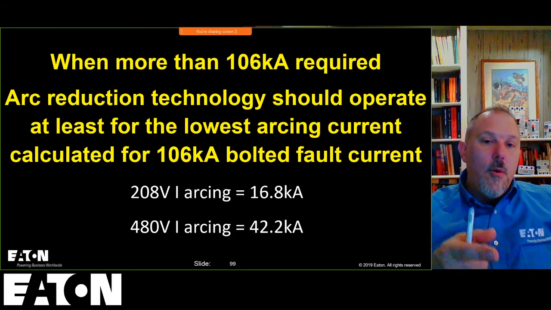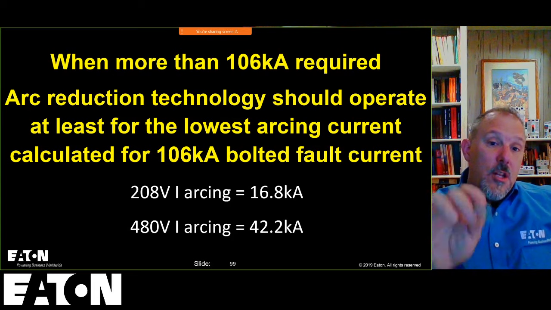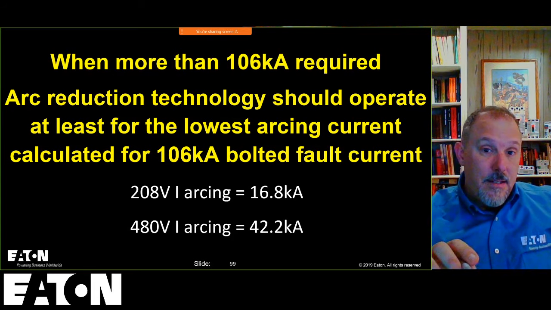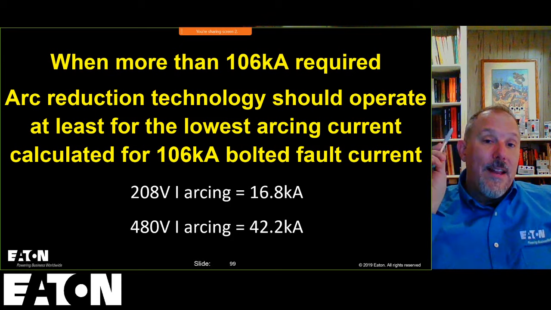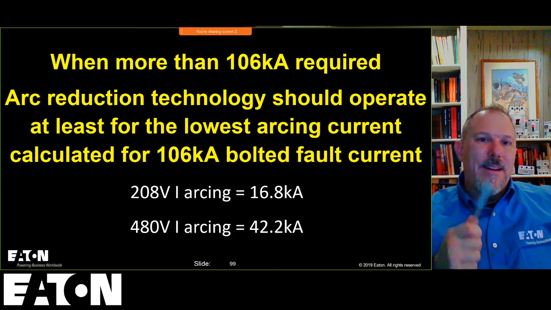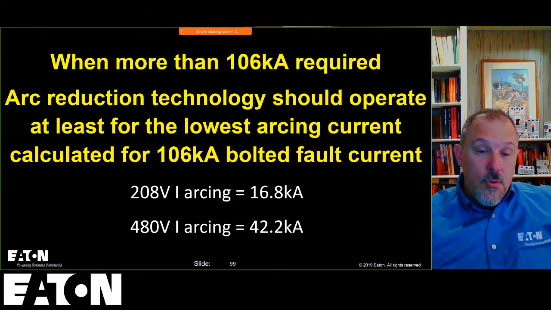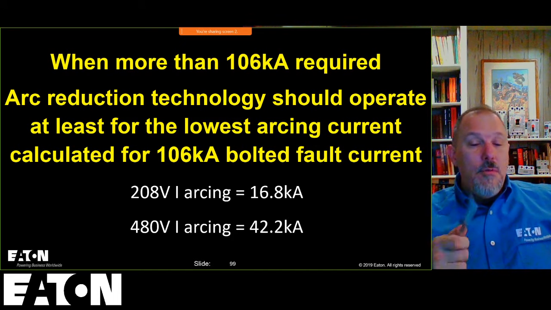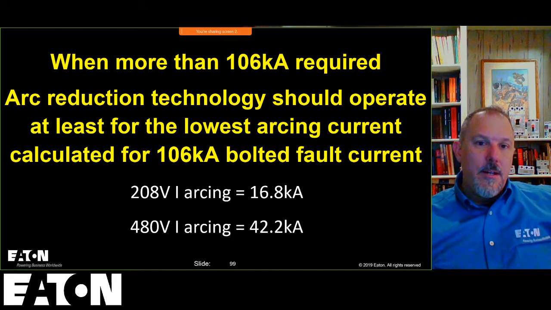And if you're at a 208 volt system, notice how much lower the arcing current is. So you're at a smaller fuse, and I think you're somewhere around a 1600 amp fuse and greater that you need an arc reduction technology on at 208 volts.